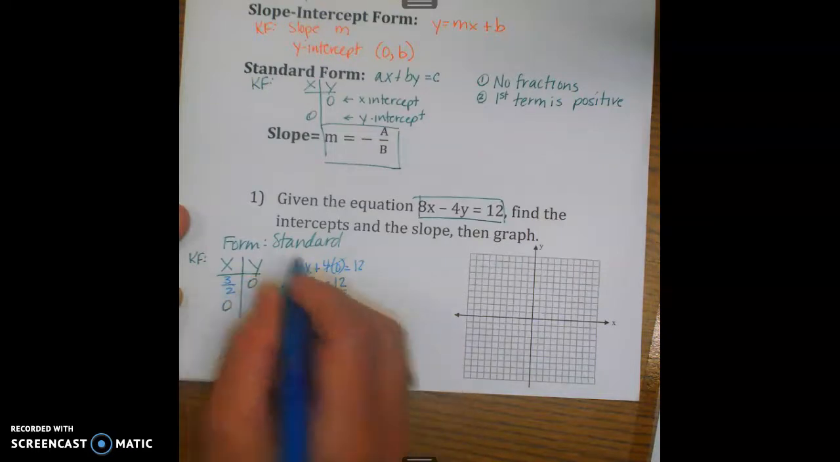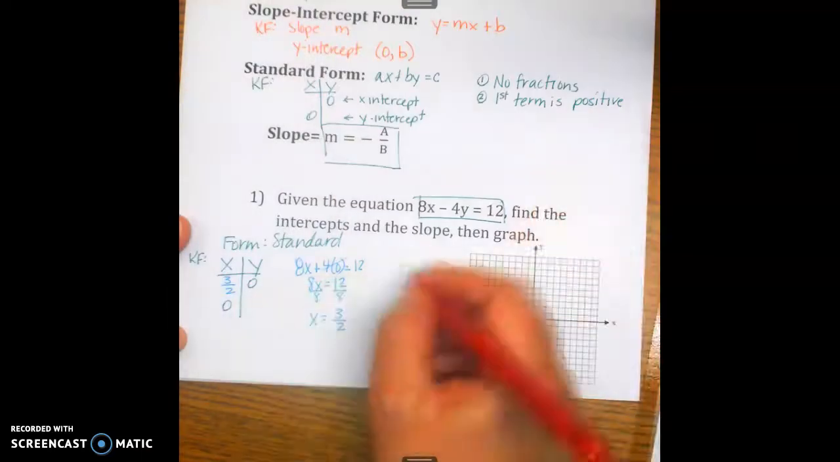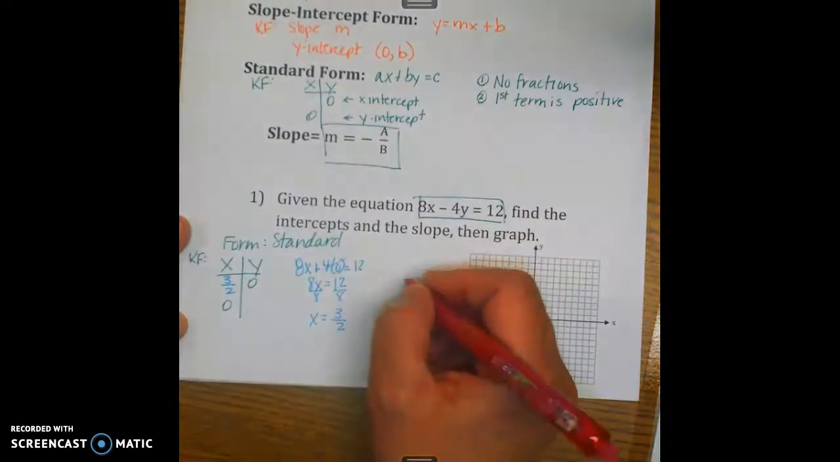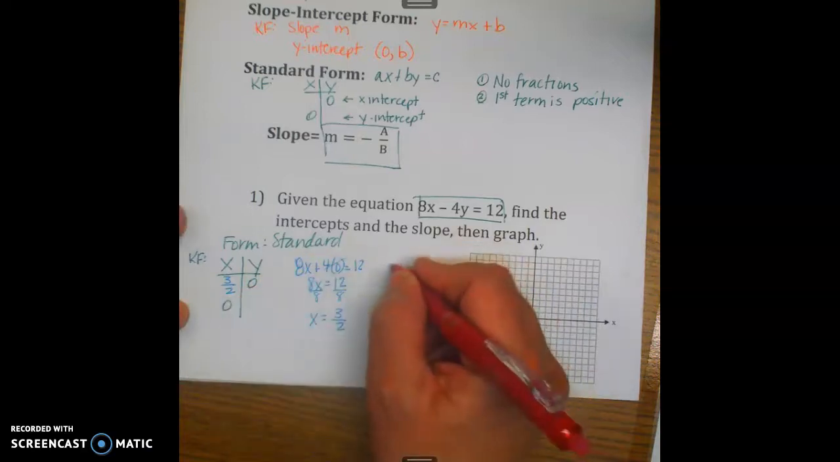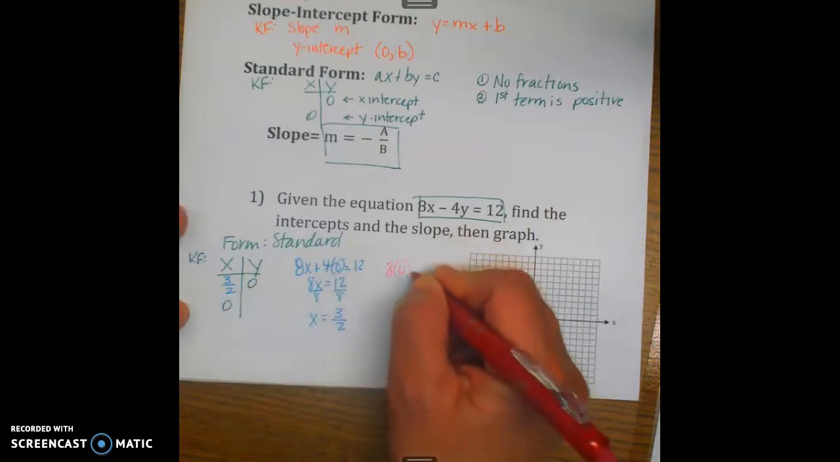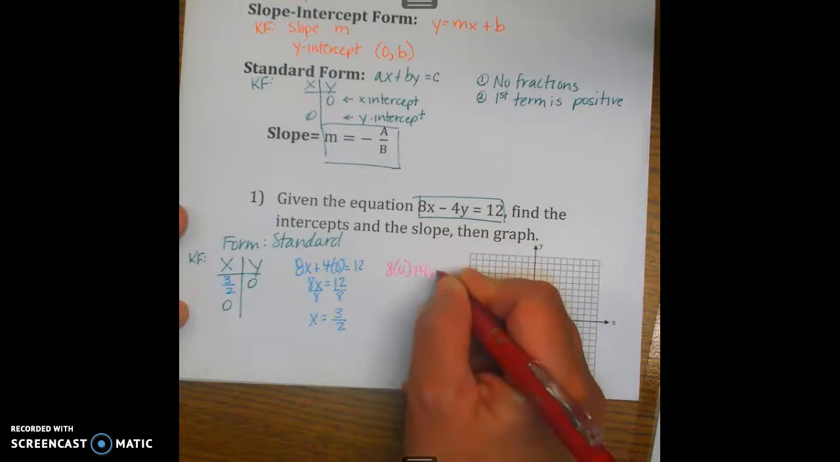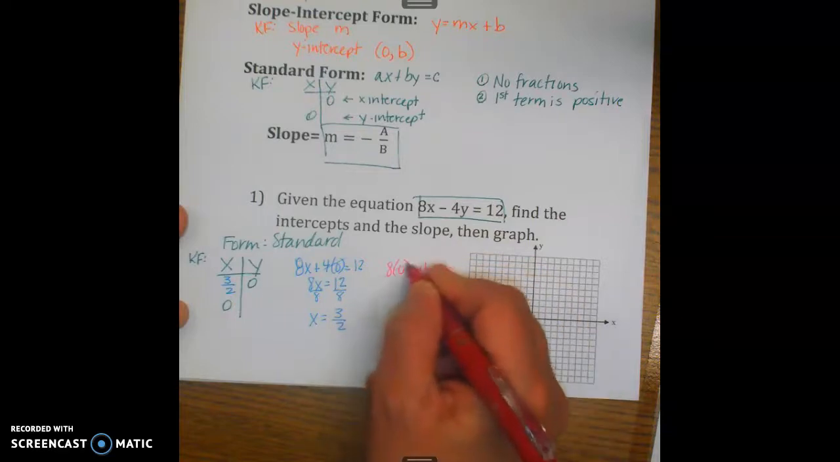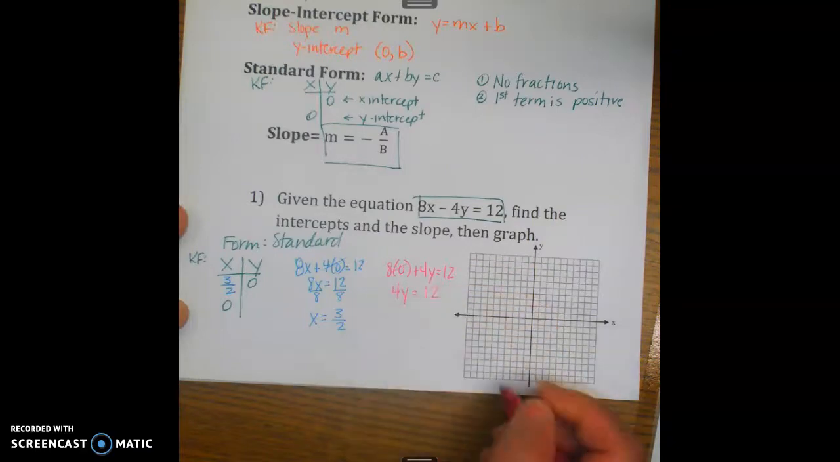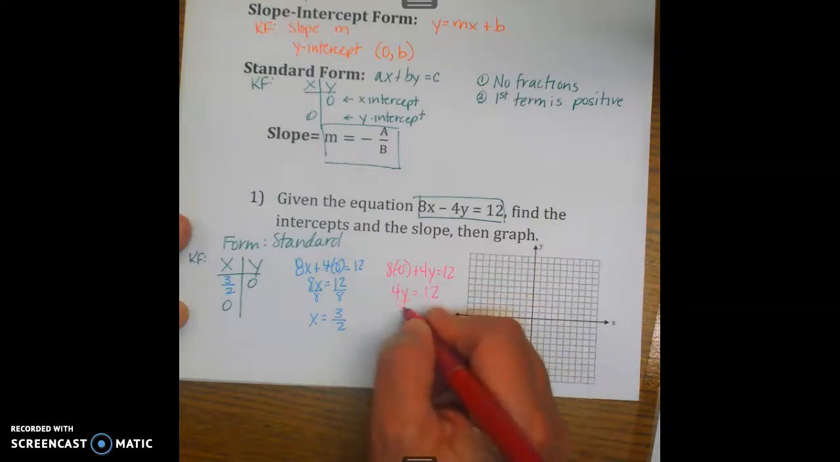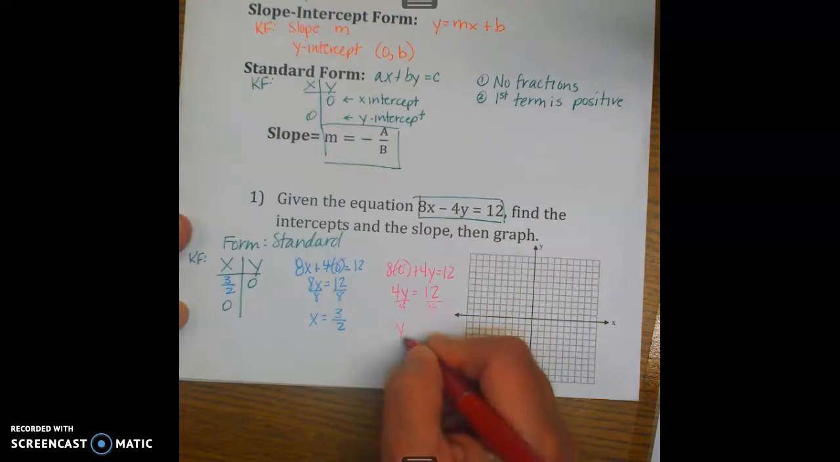All right. And then when I plug in 0 for x to get my y-intercept, I have 8 times 0 plus 4y equals 12. 8 times 0 is 0, so 4y equals 12. Divide by 4, and my y equals 3.